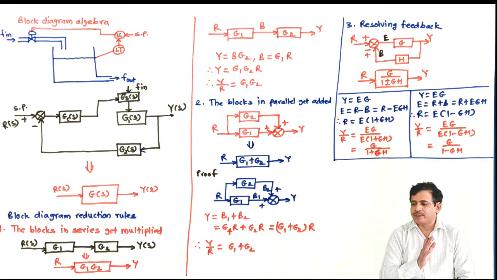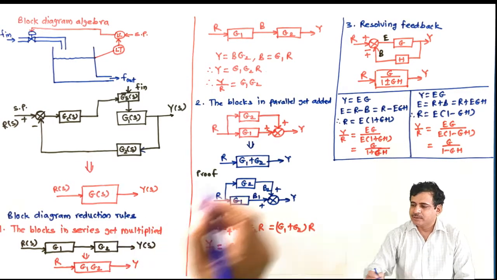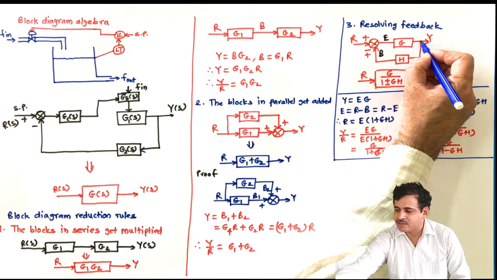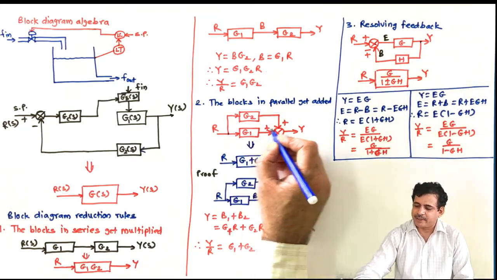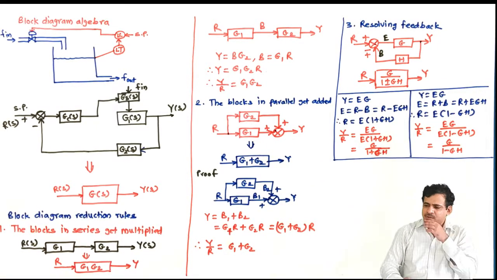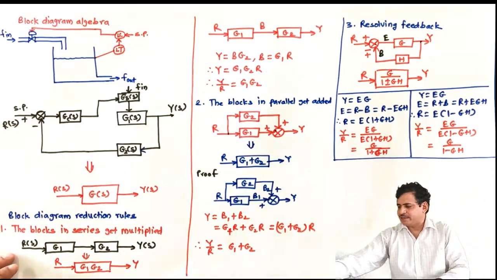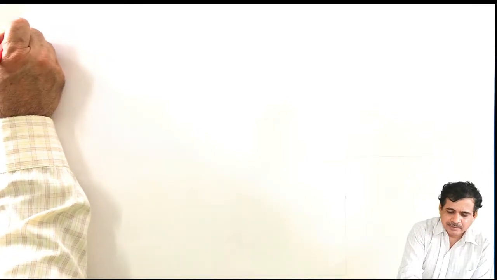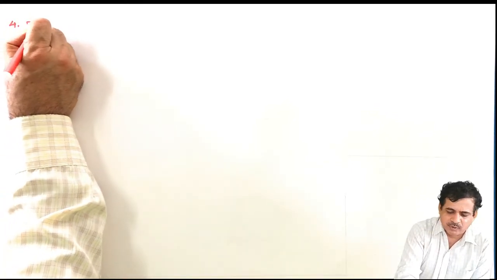Then in that case we have to do the alterations about the summing point and the takeoff point. So this is the summing point, this is called the takeoff point. Takeoff point, summing point. Here there is neither a summing point nor a takeoff point. So these are the three basic rules, and let us move ahead with rule number 4, that is interchanging summing points.